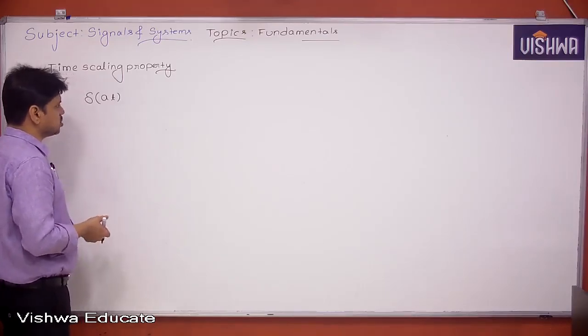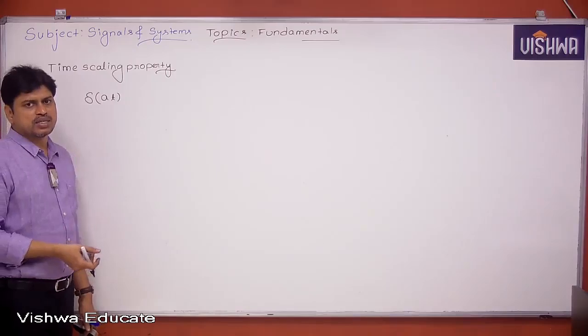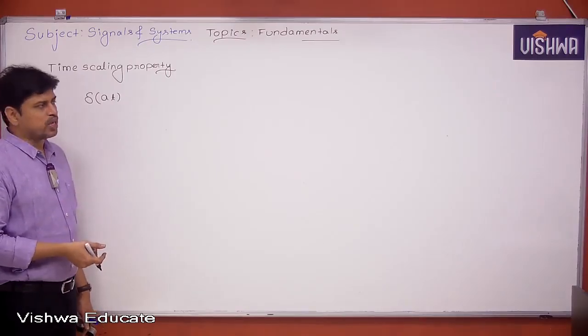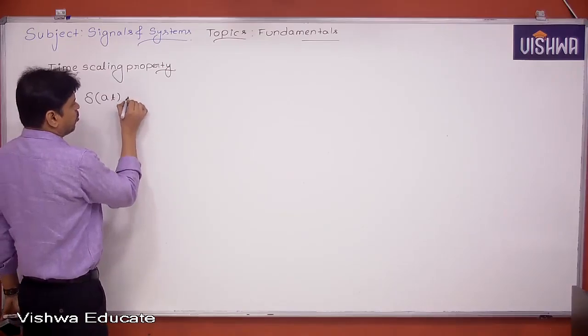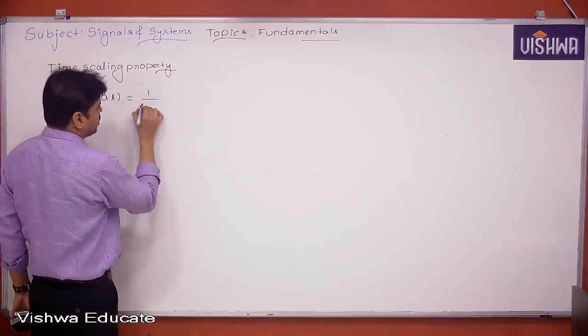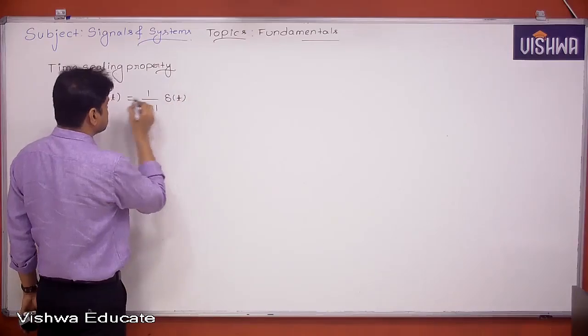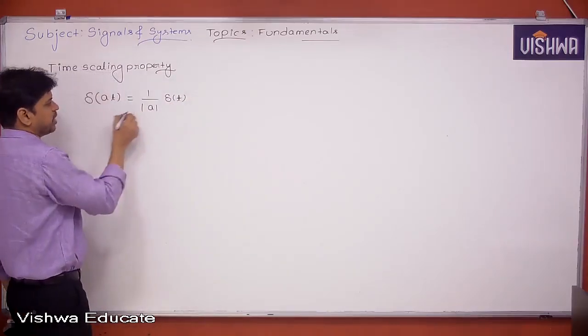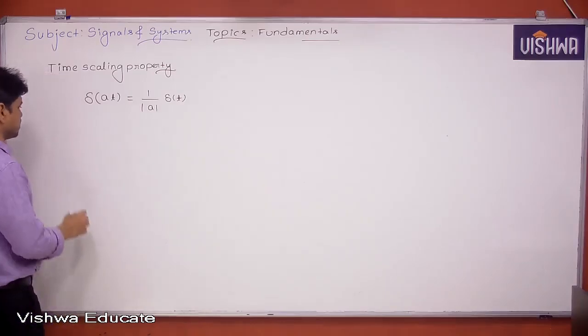There is no doubt. But the only thing is, as I just told you, for an impulse function the amplitude is not the important quantity, the area is the only important quantity. So we can rewrite this as 1 by mod a delta t. That means this function has area 1 by mod a. How, sir? So that you can understand, let's do a proof.